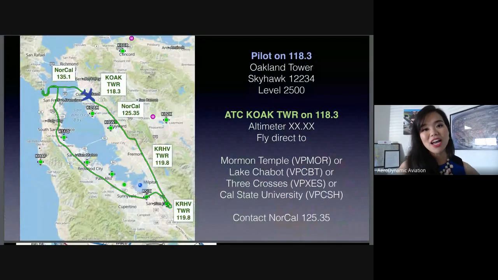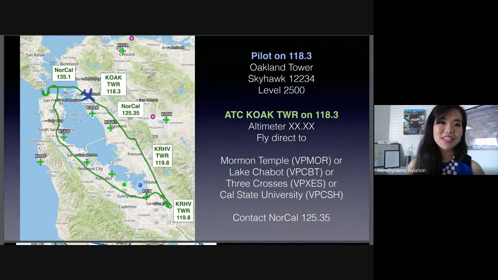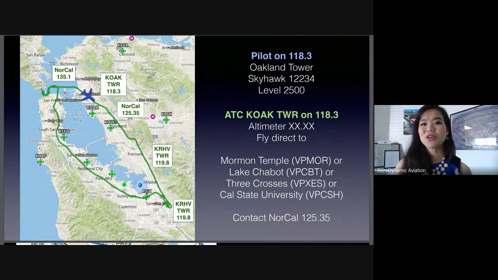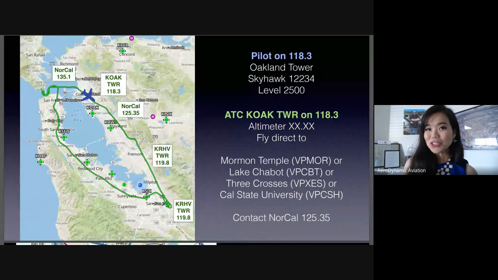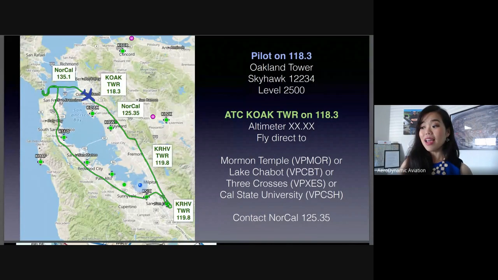But when you get close to Oakland and you switch to tower, you're going to say, Oakland Tower, Skyhawk 1, 2, 3, 4, level 2,500. At this point, you're going to be at 2,500. I'll explain why this altitude in a minute. And Oakland Tower will come back and say altimeter setting, fly direct to one of these 4 fixes.